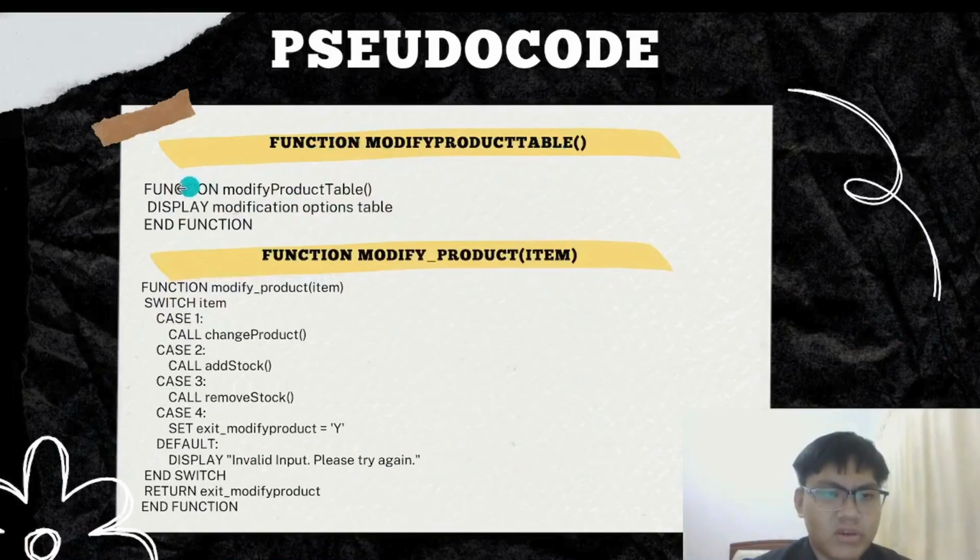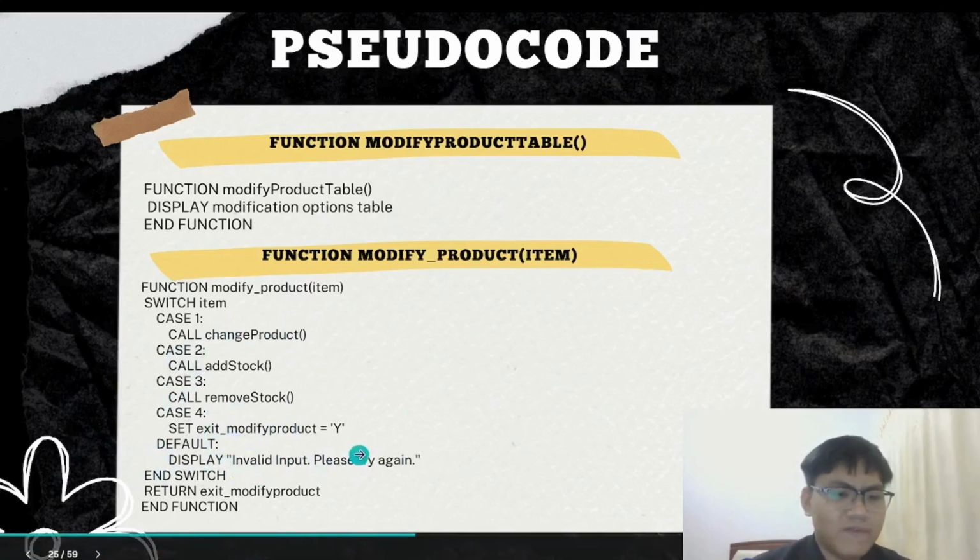Modify product table, which is just displaying the modification options table, and the next one is modify product item, based on which item they want to change. Case 1, case 2, and case 3 are how they would like to change it. 4 is exiting, and this one is if it's an invalid input.